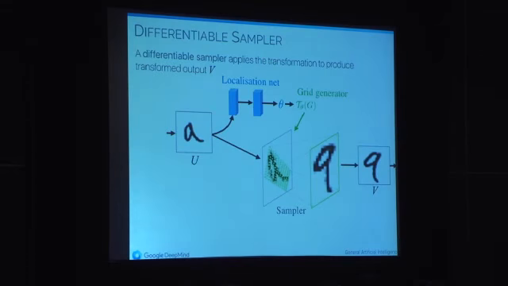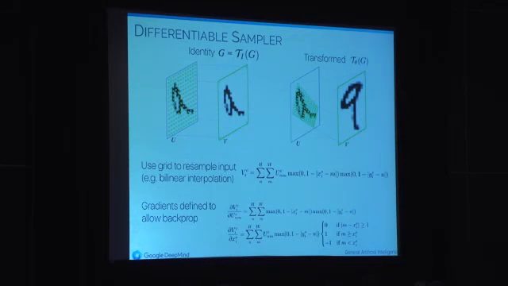And then the third part of this framework is a differentiable sampler, and that takes the sampling grid and actually applies it to the input, producing the transformed output. And so if we just used the regular prior grid, this would be the identity transform, as you can see on the left, and you just get a complete pass-through of the image. But by applying the transformation on the sampling grid, you actually get a transformed image on the right.